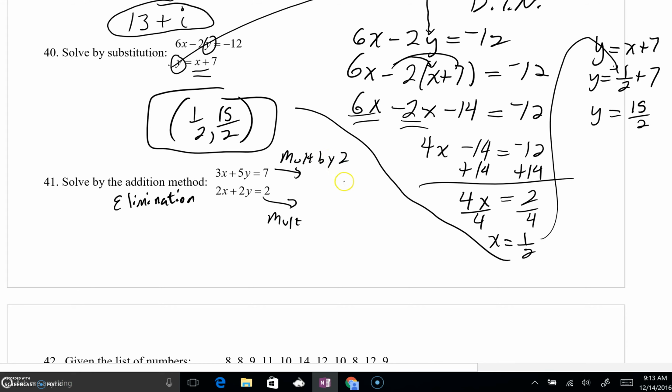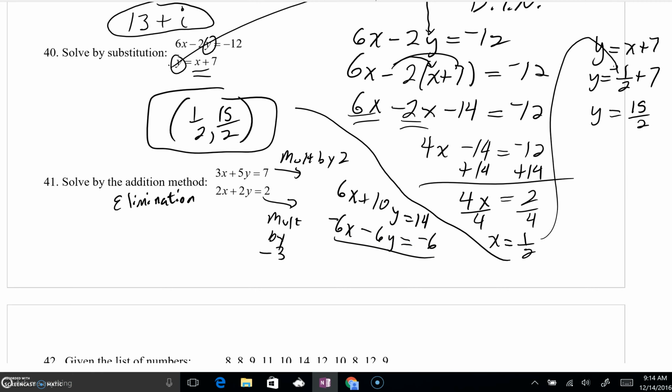So I'm going to multiply the top by 2. I'll get 6x plus 10y equals 14. Down below, I'm going to multiply by -3. I'm multiplying by a negative because I want the x's to cancel. The 6x and the -6x are going to go away. 10y plus -6y is 4y. 14 and -6 add up to 8. You divide by 4, you'll get y is equal to 2.